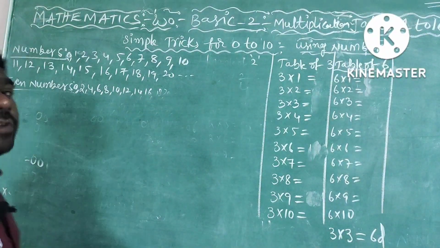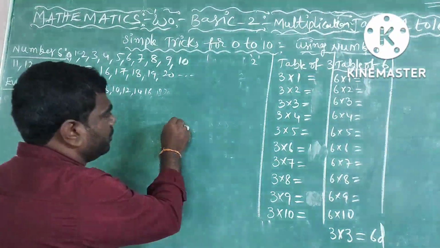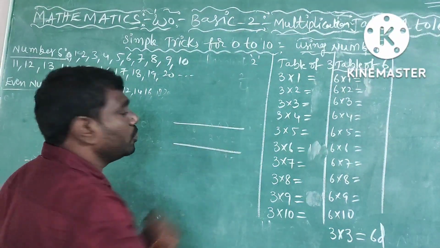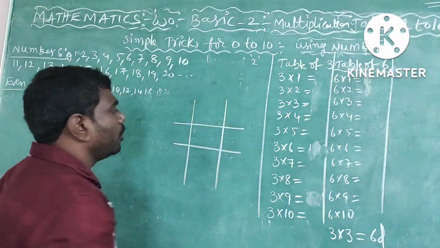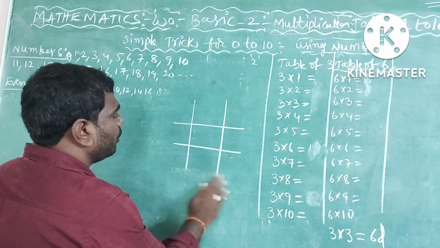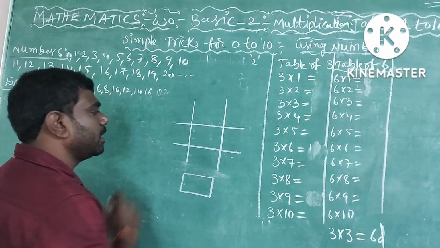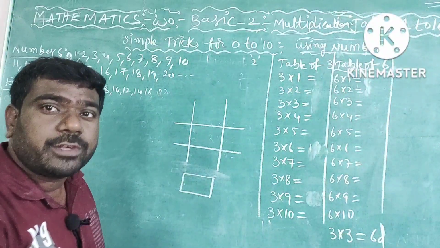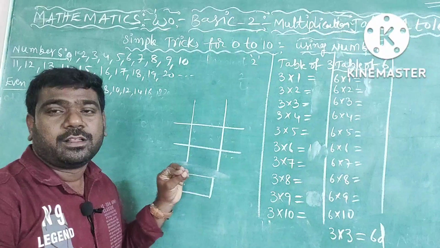See, the 3 table, how to write here. Very simple trick I will explain. First you have to take 2 horizontal lines. After that you have to take 2 vertical lines. Now here you have to keep one box as well like this. Now what should we do here? Remember how I am writing here, observe.